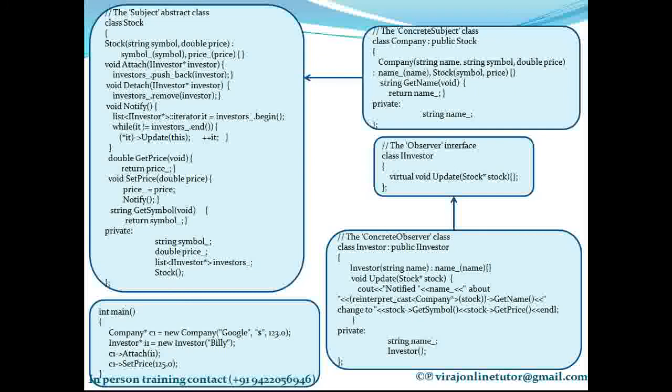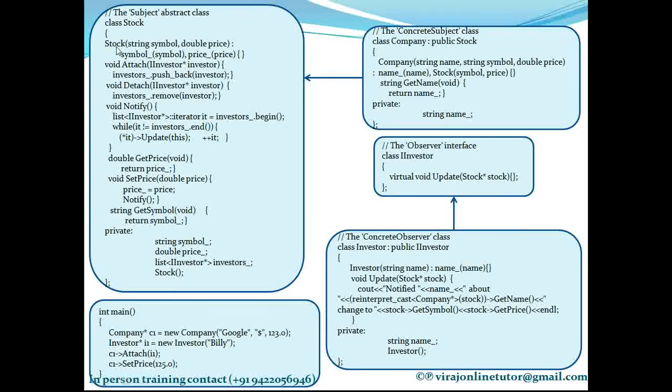So I will again explain to you all this program which is implementing the observer design pattern. I have a stock class which is an abstract subject class, which is having attach function which will attach the investor to the list. It has a detach function which will detach the investor from the list. It has a notify function which will read all elements of this list and it will call its update function. And what update function is doing of each of the investors? It is just printing on the screen saying I am notified that stock price of so and so company has changed from so and so to so and so.